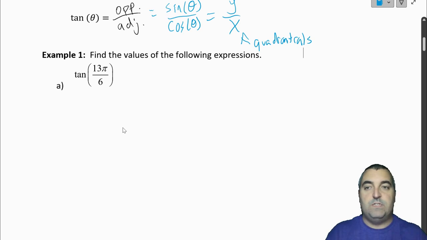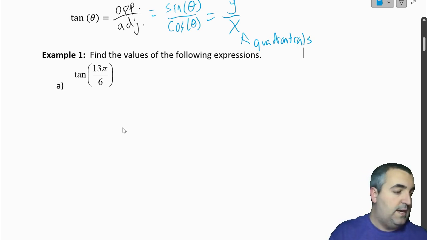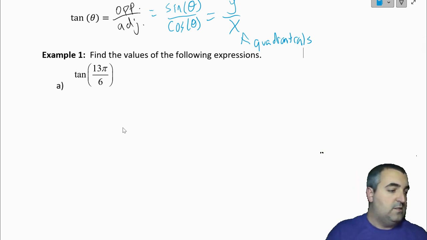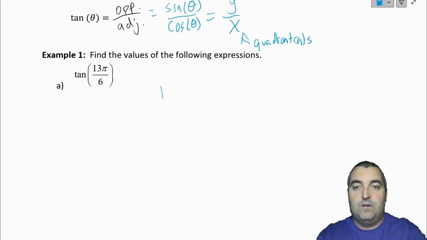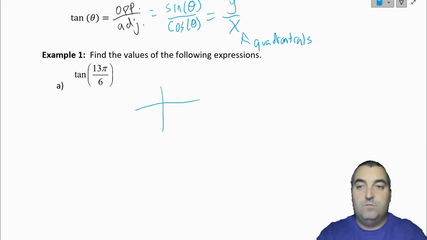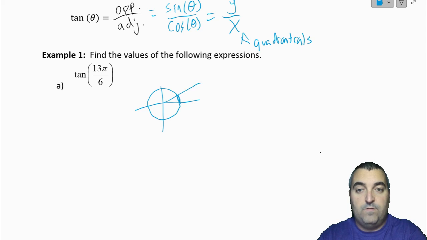So here we want to evaluate tangent of 13 pi over 6. For this one, let's draw the angle first, just like we would if it was sine or cosine. So thing to notice here, 13 pi over 6 means I'm going to go full circle because that would be 12 pi over 6, and then going one more pi over 6. So this right here is my triangle. It's going to be pi 6, pi thirds, pi halves.